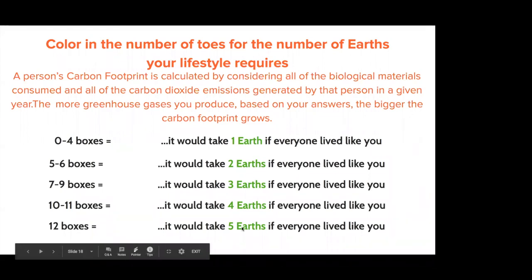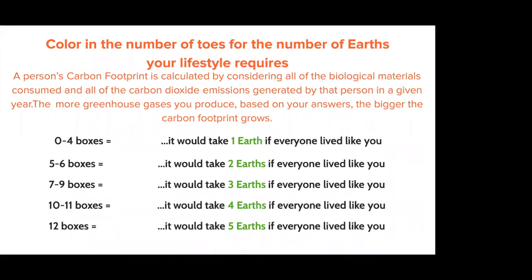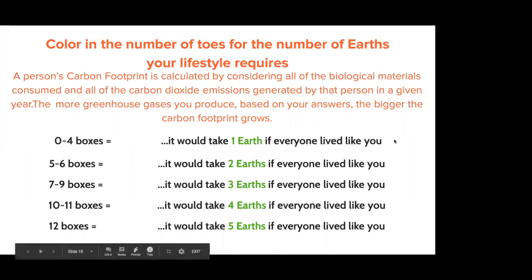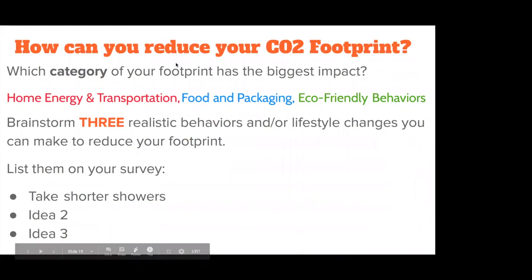We're going to learn some ways that we can decrease our carbon footprint. We obviously want a smaller one. So let's think about that. How can you reduce your carbon footprint? Think about which category of your footprint had the biggest impact. Did you color more in the red category, whole boxes? Or were more of your green categories bigger impacts? We want to brainstorm 3 realistic behaviors or lifestyle changes to reduce your carbon footprint. So you can take a pencil and write on the back or on the side of your footprint some of these ways that could help you and your family at home to reduce your carbon footprints.